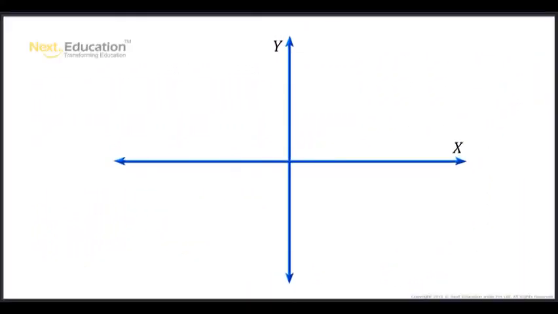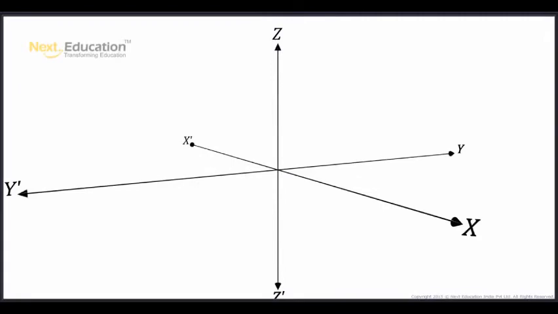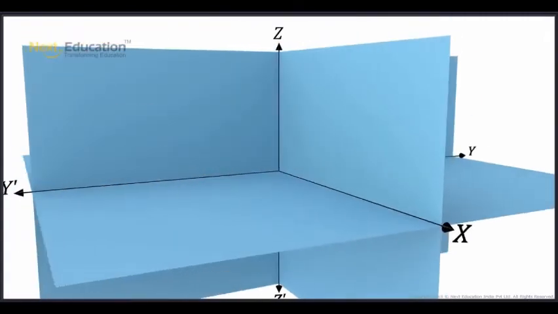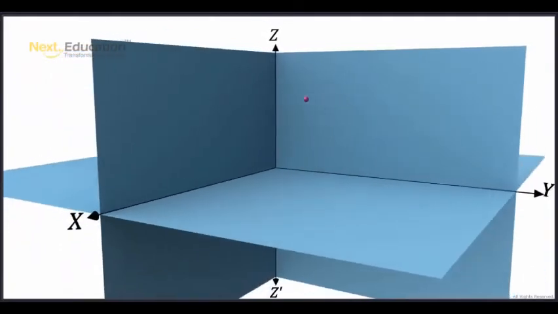We have seen how to locate a point in a two-dimensional plane with respect to its distance from the reference axis. In three-dimensional space, we identify a point with respect to the distances from the three reference planes. Let's see what these reference planes are and how to locate a point in space.